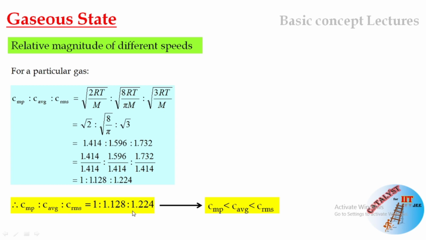From this we can interpret that for a particular gas, most probable speed is the lowest, average speed is greater than the most probable speed but lower than the RMS speed, and RMS speed is the highest.